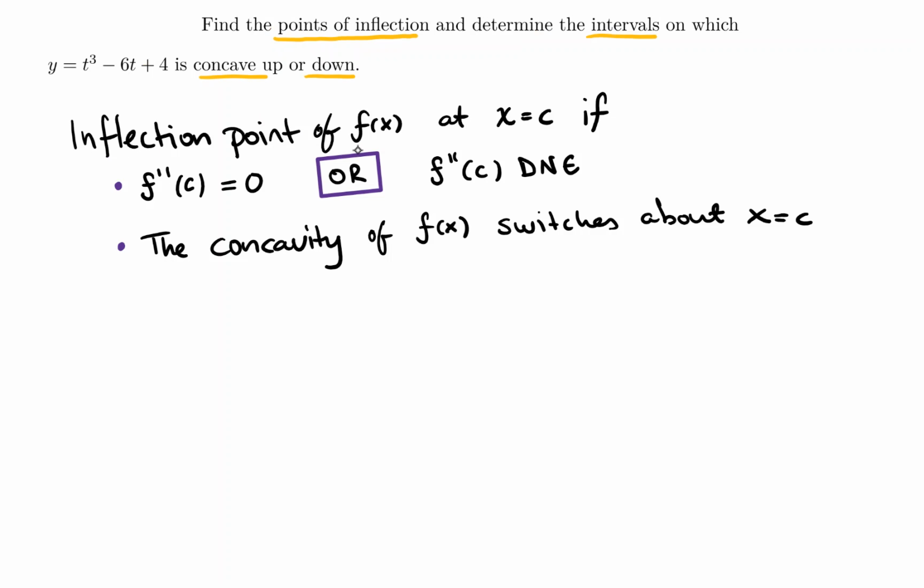We have an inflection point of the function f of x at x equals c if the second derivative at c equals 0 or the second derivative at c does not exist, and after meeting one of these criteria, we know that additionally the concavity of the original function must switch about x equals c. So either it was concave up before x equals c and concave down after, or concave down before and then concave up after.